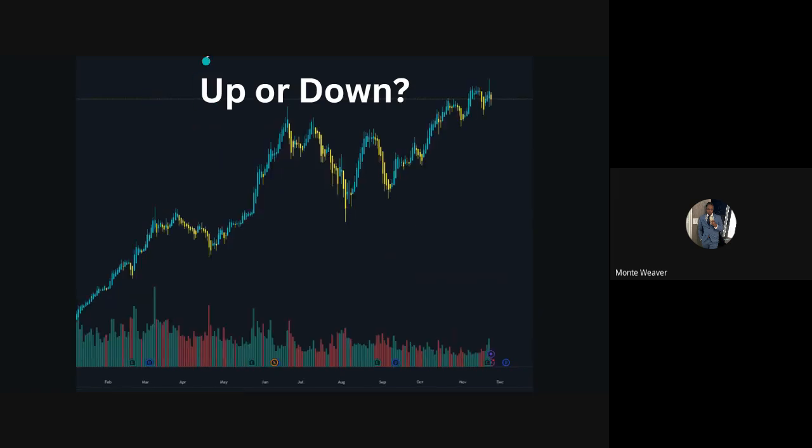Next chart. Is this going up or down? Up, right? Do we see more blue or do we see more yellow? We obviously see more blue, right? It's a clear direction of where this chart is going. It's going up and to the right. So should we be going long or should we be going short? Exactly, we should be going long.